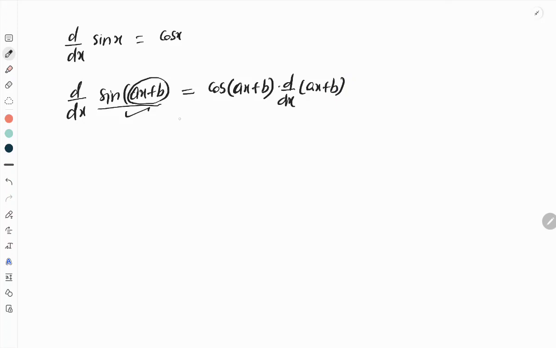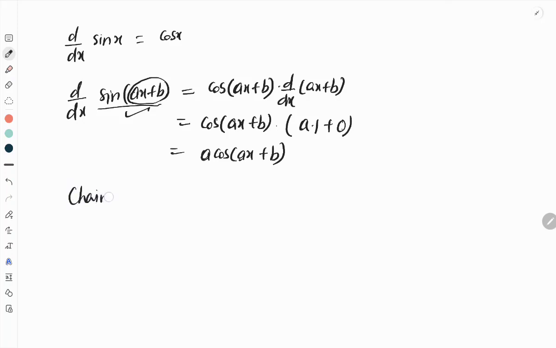This is called the chain rule. So it becomes cos ax plus b into the differentiation of ax plus b. The differentiation of ax is a, since x differentiates to 1, and b is a constant, so its differentiation is 0. It becomes a plus 0, which is a. So it is a cos ax plus b.